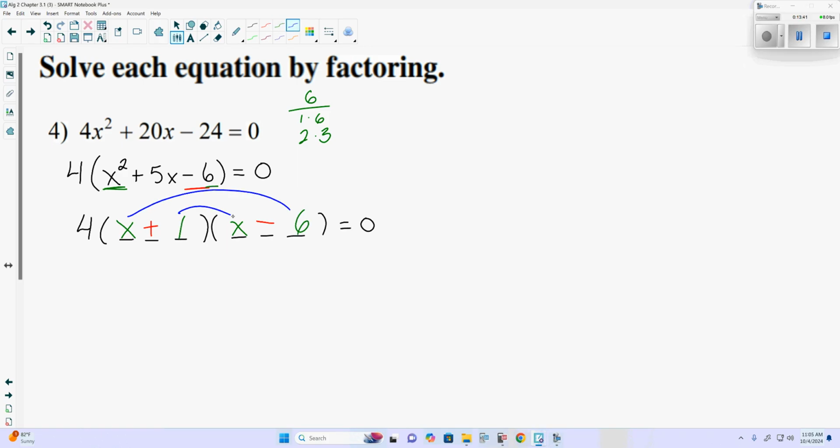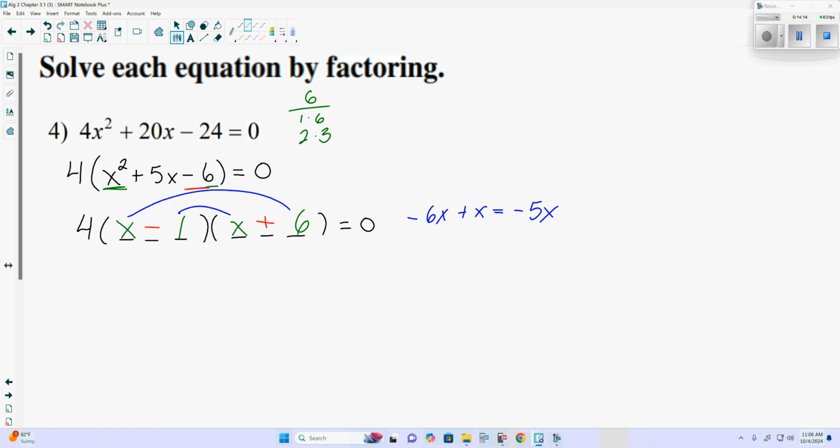And then we're going to check it. x times negative 6, negative 6x. 1 times x is plus x, giving us negative 5x. Is that the middle term we wanted? Oh no. We needed positive, not negative. So that's an easy fix. All we've got to do is switch the signs. If we get the correct number but wrong sign, we just have to change the signs.